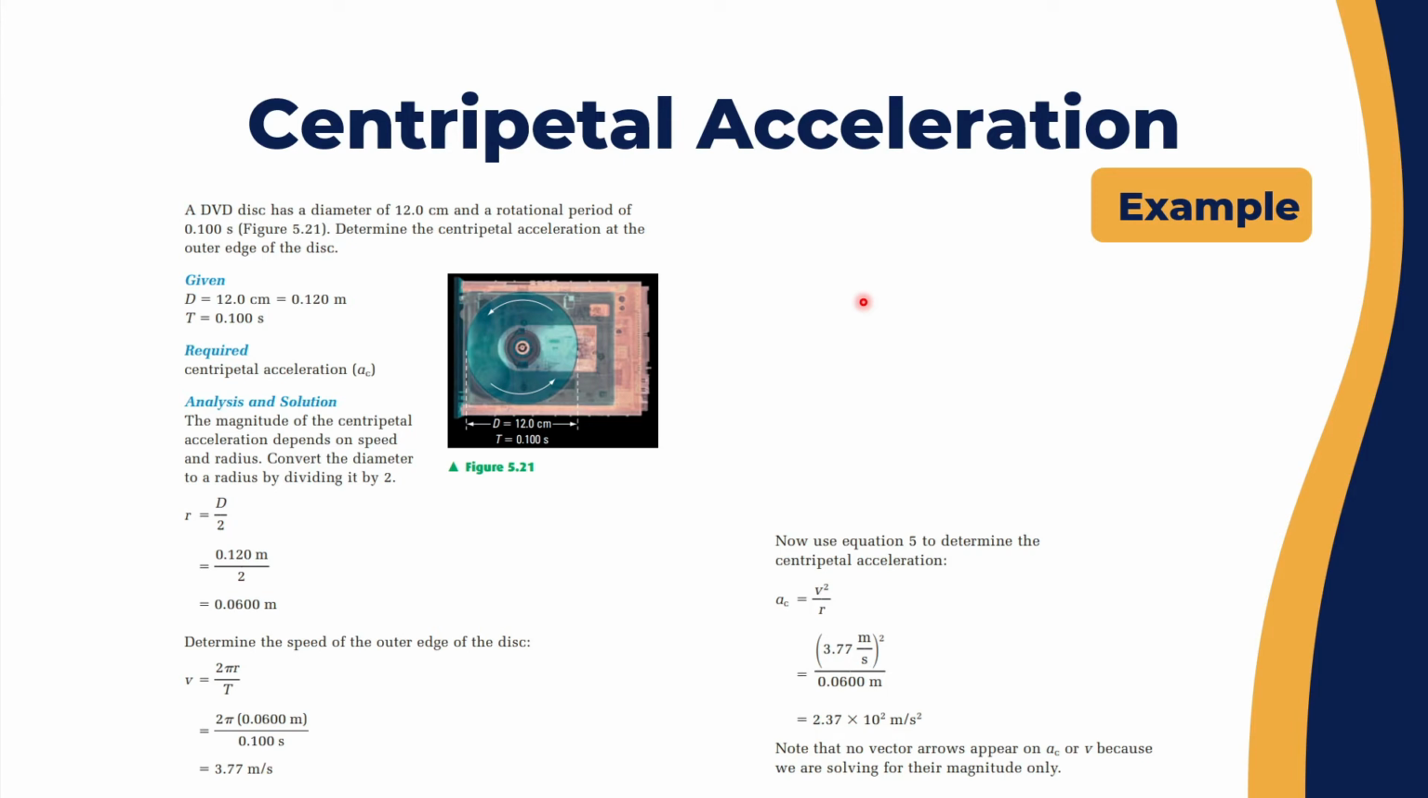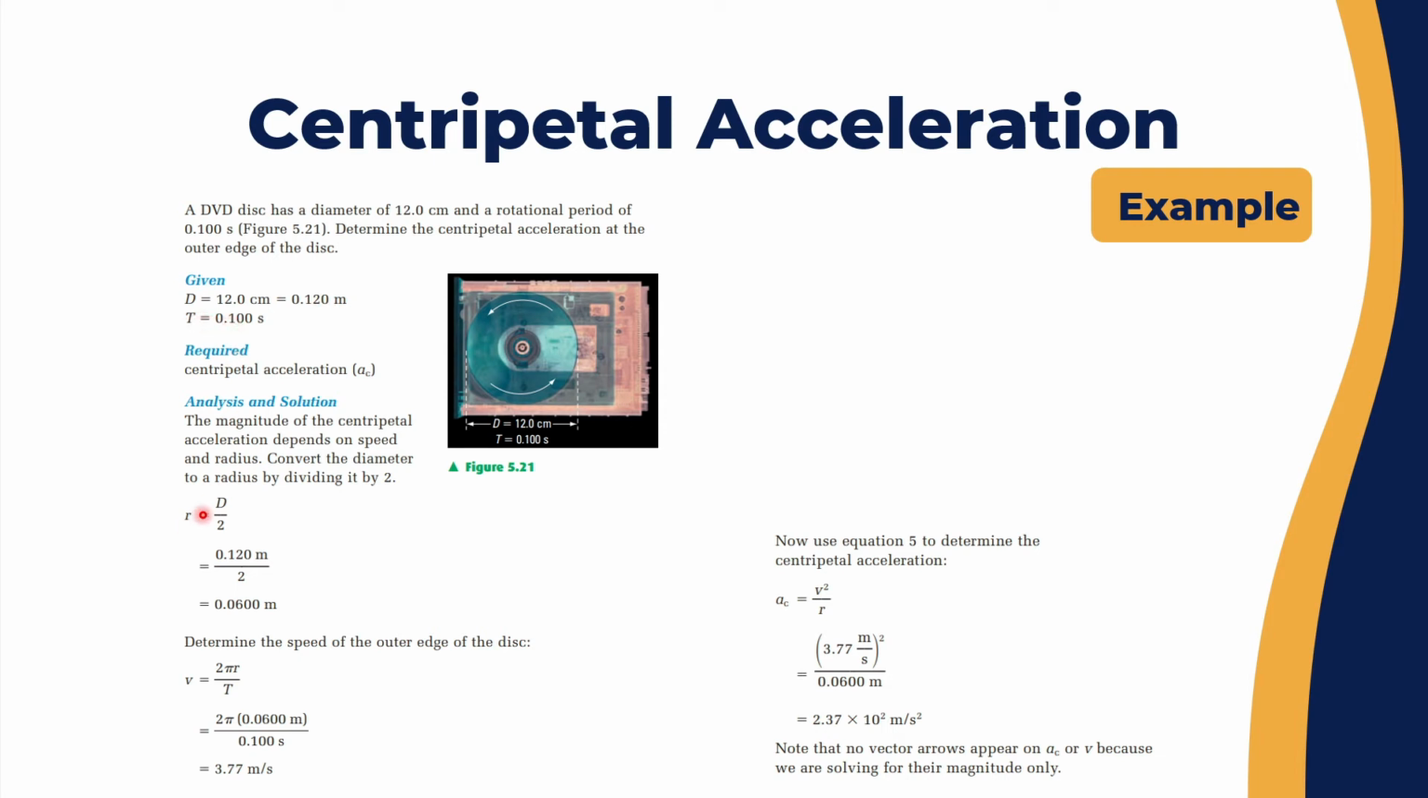Let's take an example. If we have a DVD disc that has a diameter of 12 centimeters and a rotational period of 0.1 second, find the centripetal acceleration at the outer edge of the disc. Then you have here D equals 0.12 meters, T equals 0.1 seconds. Find AC. So in this case you have the diameter, not the radius. Diameter D equals 0.12 meters. And the cycle or the period T equals 0.1 second.